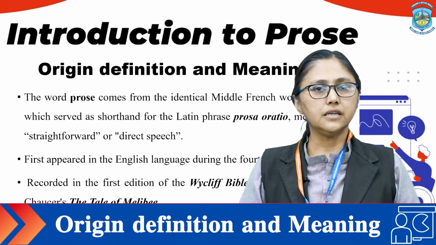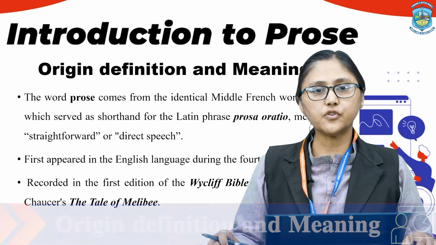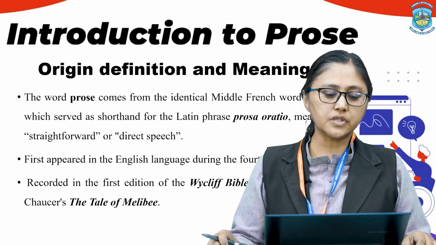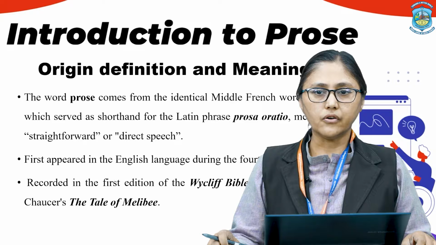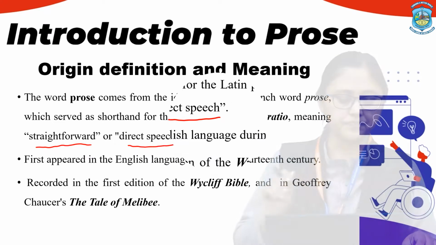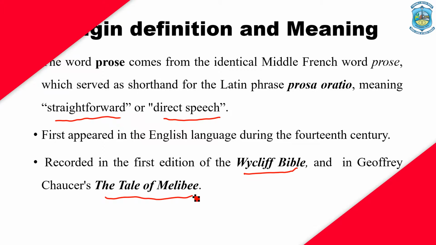Now, what is the word prose? This word prose comes from the identical Middle French word prose, which was used as shorthand for the Latin phrase prosa oratio, meaning straightforward or direct speech. The word prose first appeared in the English language during 14th century. It was recorded in the first edition of the Wycliffe's Bible and in Geoffrey Chaucer's The Tale of Melibee.